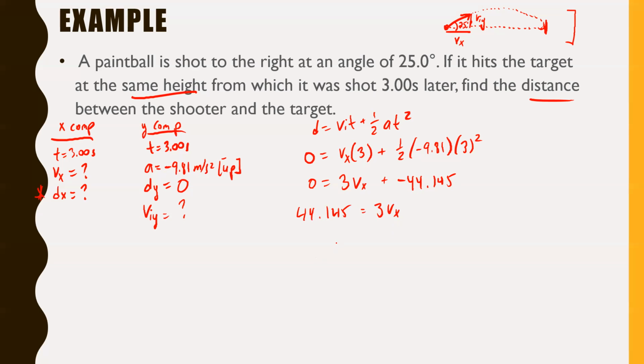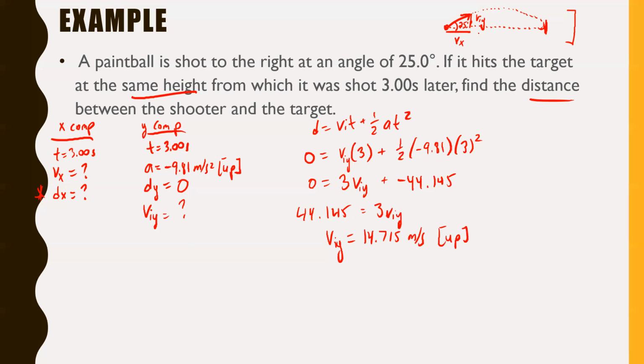Anyway, divide by 3 on both sides. We're going to want to keep all our decimals here because we're not done. Oh, why am I saying Vx? That's not Vx, this is VIY. Same idea here. 3VIY, there we go. So VIY in this case, my mistake, guys, is 14.715 meters per second, and that would be up.